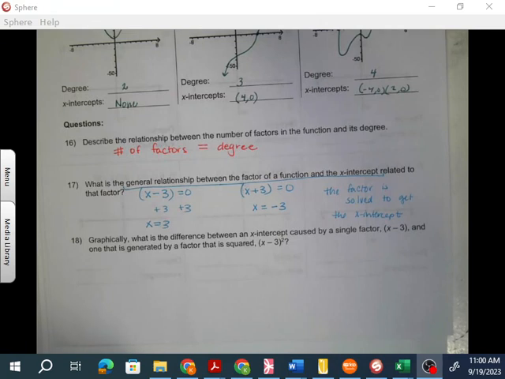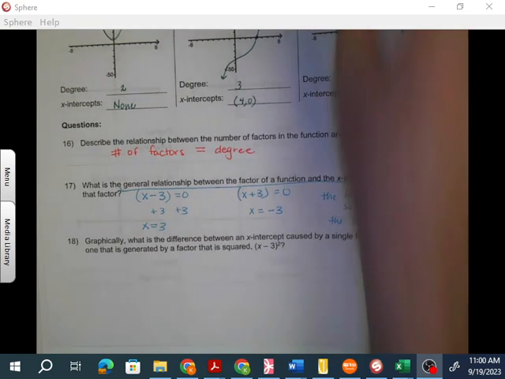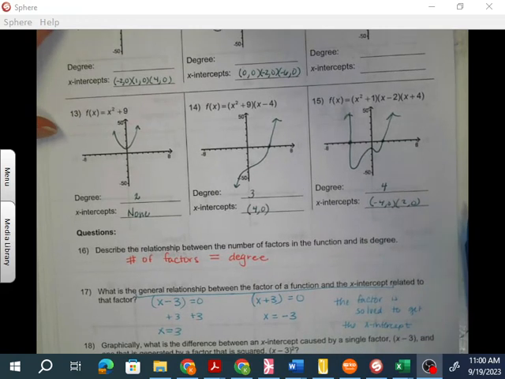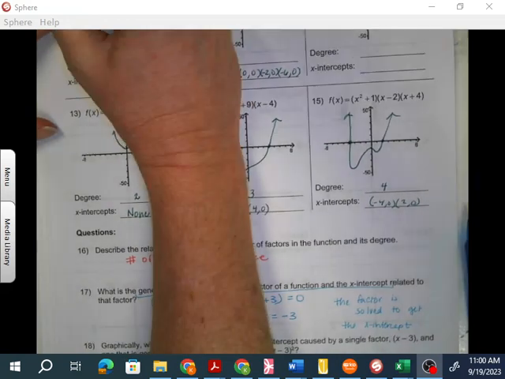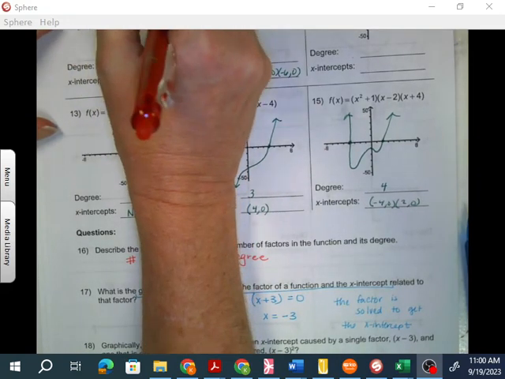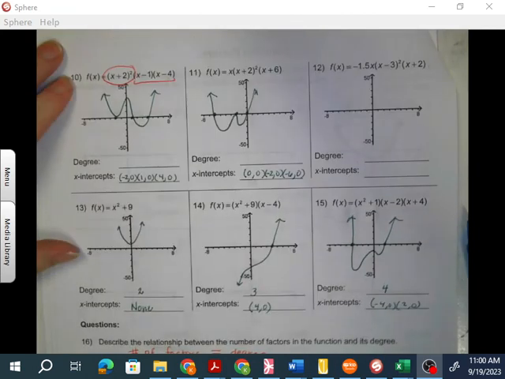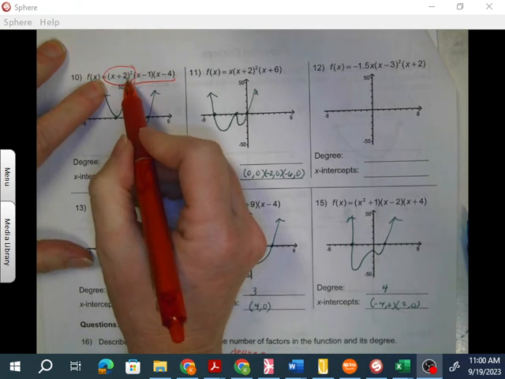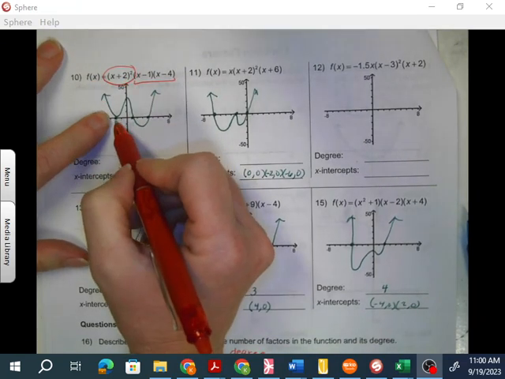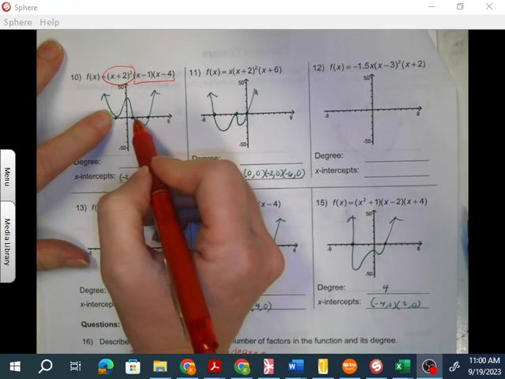All right, graphically, what is the difference between an x-intercept caused by a single factor, like x minus 3, and an x-intercept caused by a factor that is squared, like x minus 3 squared? So let's look up here at number 10. This is a good one to look at for this. I have one that's squared right here, and then I have these two that are not squared. The one that's squared is at negative 2. Graphically, what happens at negative 2 versus what happens at 1 and 4?